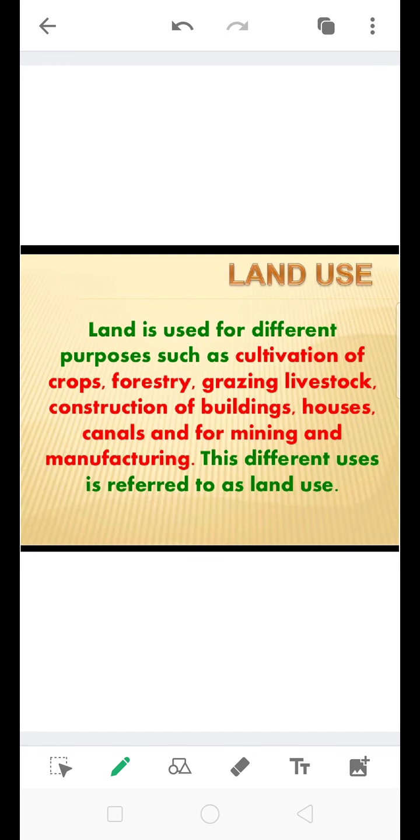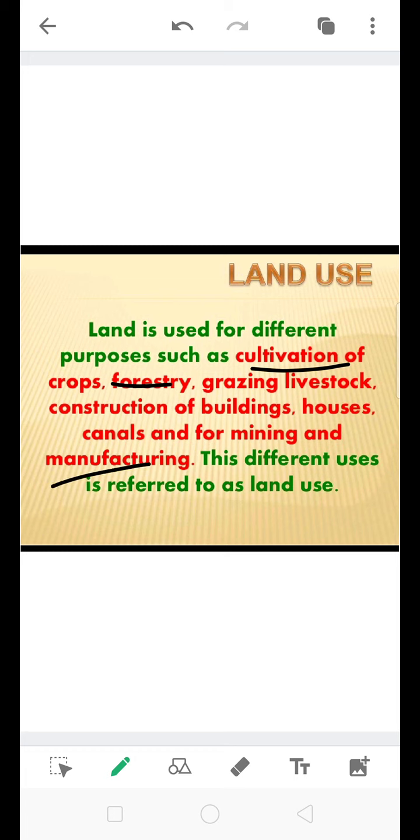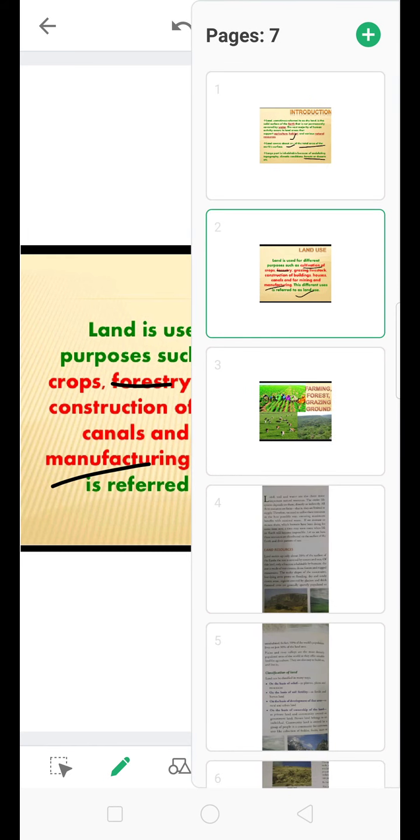Land use. When we are talking about land use, we all are aware that land is a natural resource and it can be used in multiple ways. It depends on the human being how a person wants to use land. Land is used for different purposes such as cultivation, crops, forestry, grazing, livestock, houses, canals, mining and manufacturing. These different uses are referred to as land use. You can see the picture. Farming can be done, forestry can be done, grazing of grounds can be done. A particular land area can be used for multiple uses.